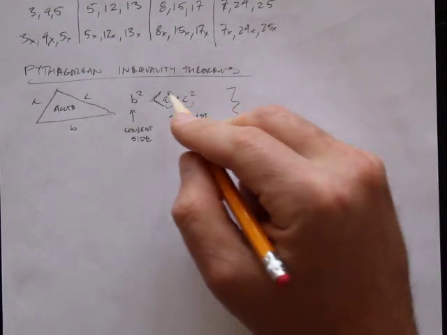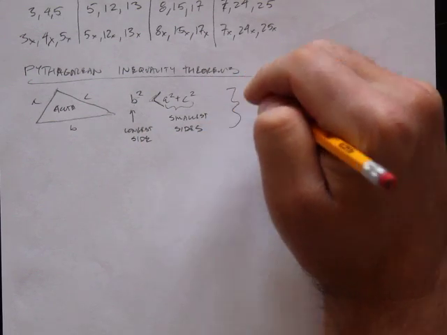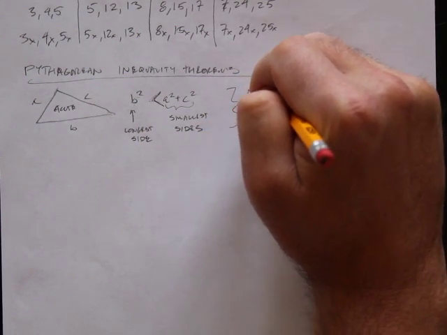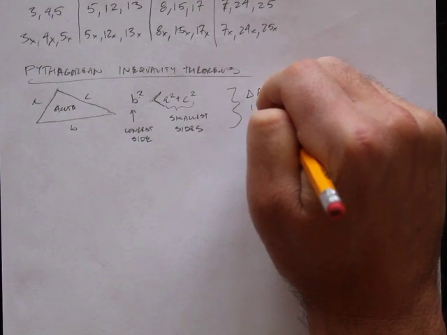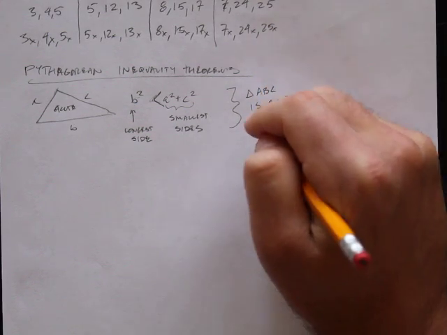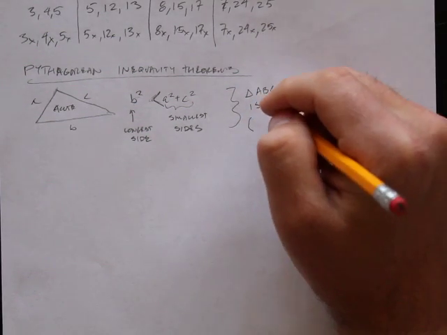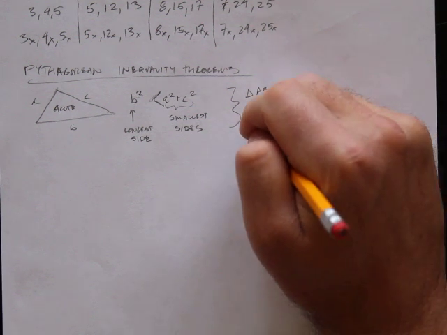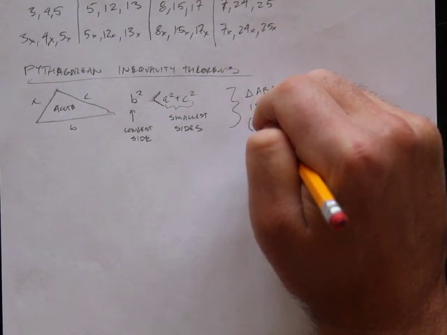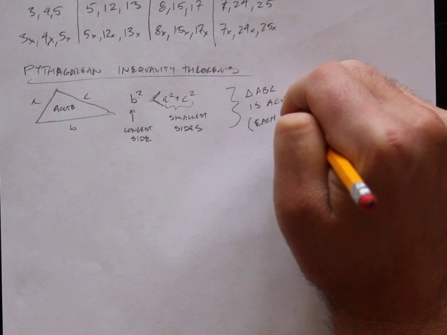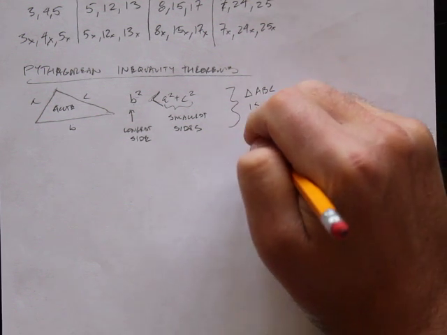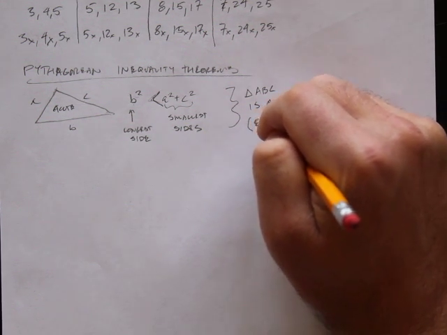So in this case, triangle ABC is acute when each angle is less than 90 degrees. Remember, each angle is less than 90 degrees.